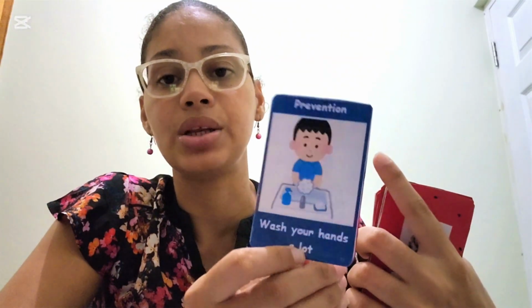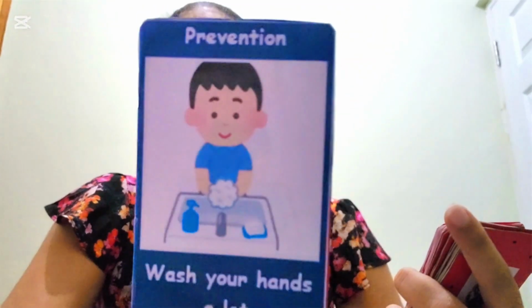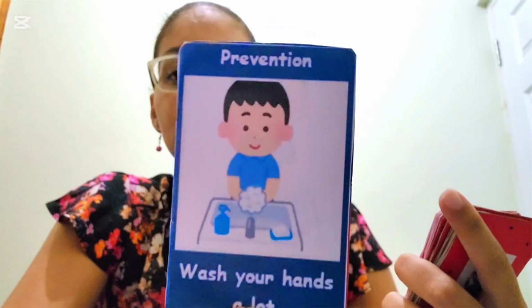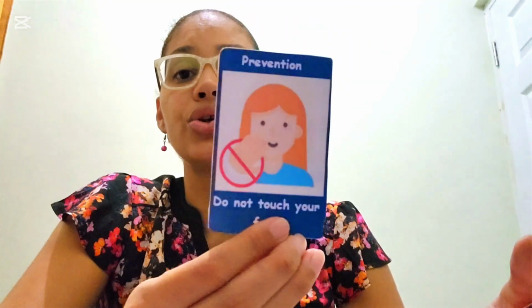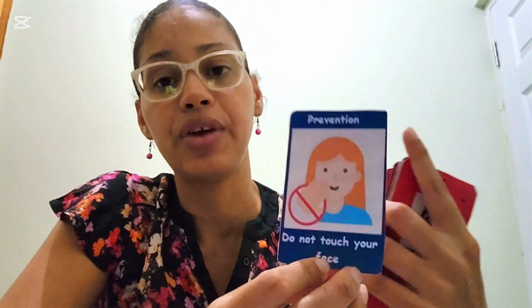Wash your hands a lot. So with soap and water, we explain that it's important to get the germs off of our hands. And also to keep our hands off from our face. Do not touch your face. So we express the importance of that so that the germs don't get into our bodies.